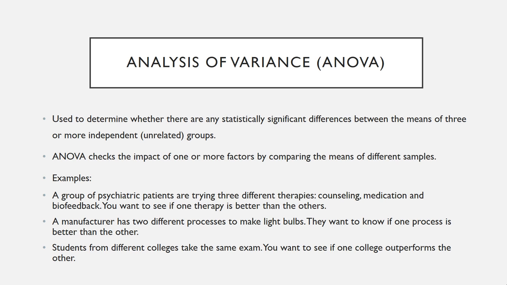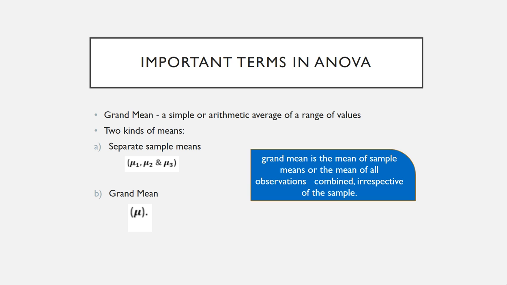So the ANOVA test, right, is used to determine whether there are statistically significant differences between the means of 3 or more independent and related groups, right? So it increases the number of independent groups. It checks the impacts of one or more factors by comparing the means of different samples. So as of now, you would have already seen that all the statistical analyses are functioning to test the means, to find whether your variables have significant impact, whether your objective can be found or not, right. So this is an example, all right.